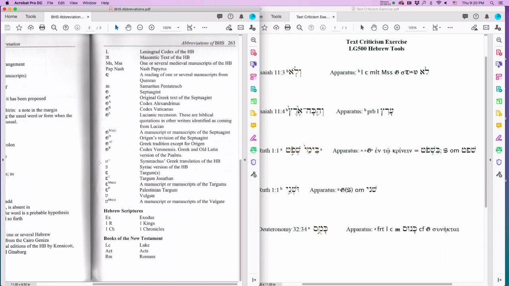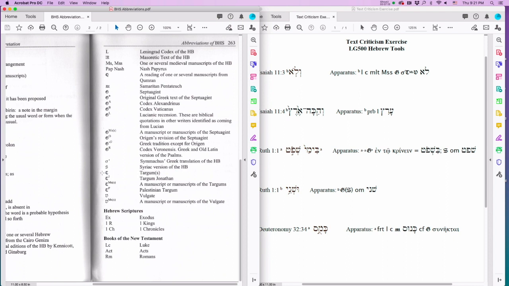This Greek S stands for Symmachus's Greek translation of the Hebrew Bible. It is not part of the Septuagint. It is a different witness. This Gothic S stands for the Syriac version. Syriac is a later Eastern form of Aramaic that is used by the Syrian Orthodox Church.